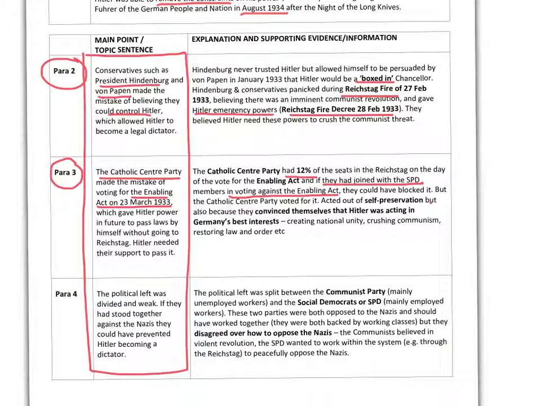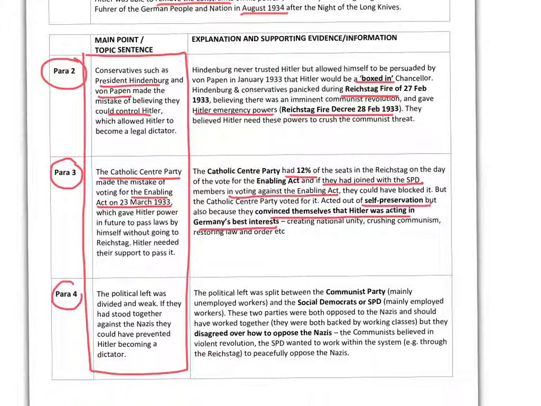But the Catholic Centre Party chose to vote for it, mainly out of what we call self-preservation. They were afraid of being arrested if they didn't vote for it, but they also managed to convince themselves that Hitler needed these powers to make Germany stronger. So that was a mistake that was made.